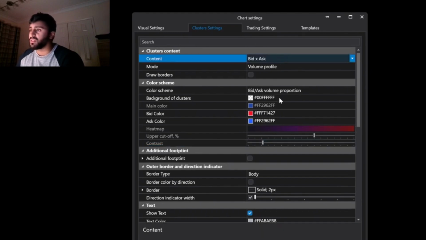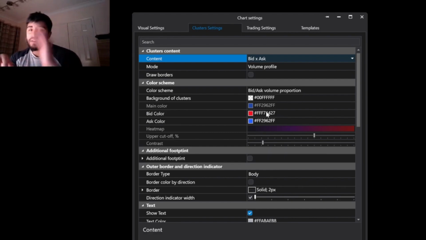So you want to be using the bid and the ask, right? Not volume, not trades, and nothing else. You want the bid and you want the ask. So what does the bid and the ask mean? The bid represents the total number of aggressive sellers hitting the market live. The ask is the opposite. It's the total number of aggressive buyers hitting the market.